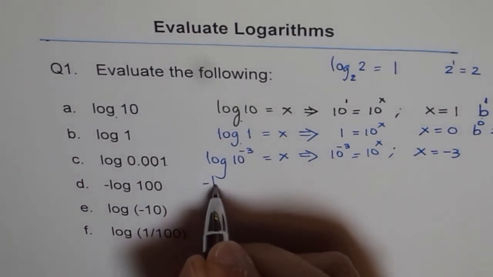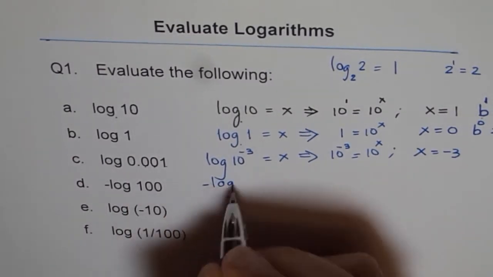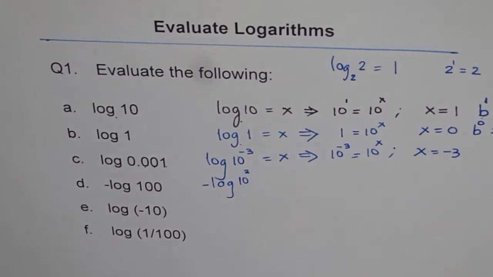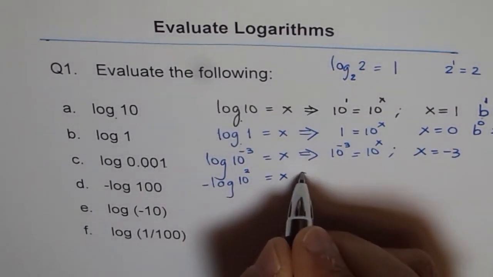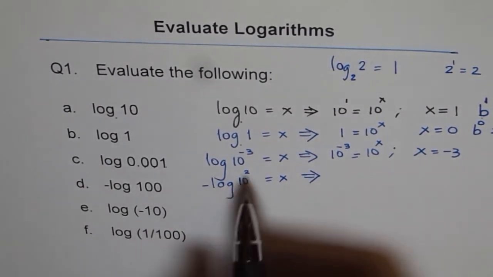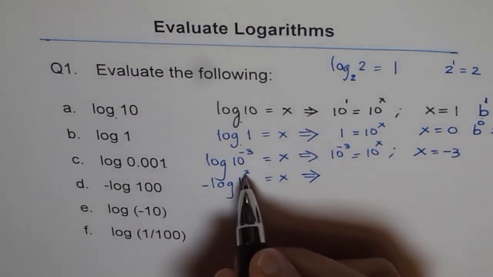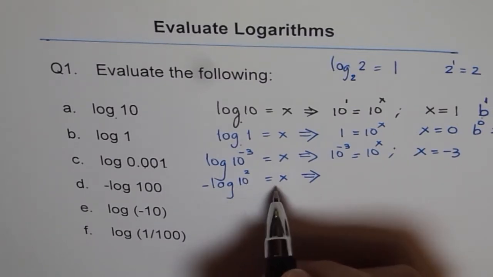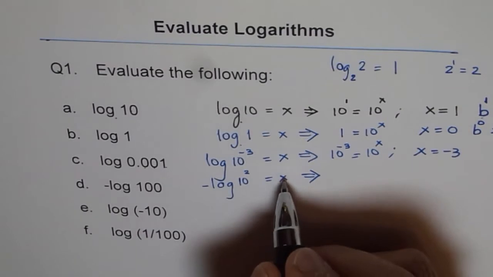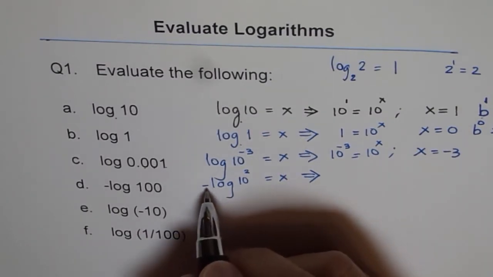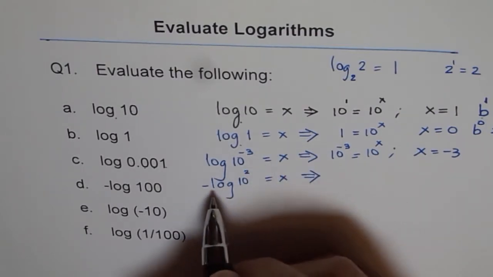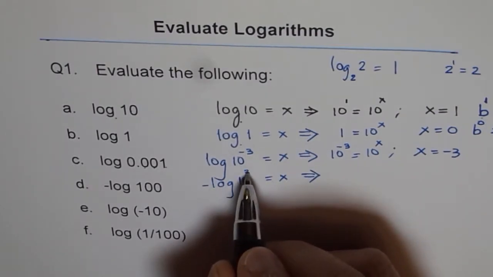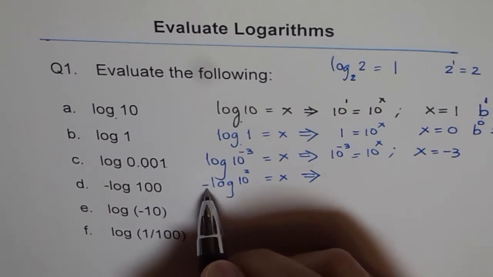So we have minus log of 100, and 100 could be written as 10 squared. Is it okay? That seems to be correct. Now let it be equal to x. So that implies 10 to the power of 2 is equal to 10 to the power of x, correct? In this case this is minus, so since we will follow this method, keep the minus with minus log 10. So this is a different property of log.